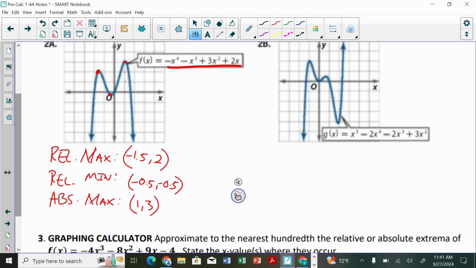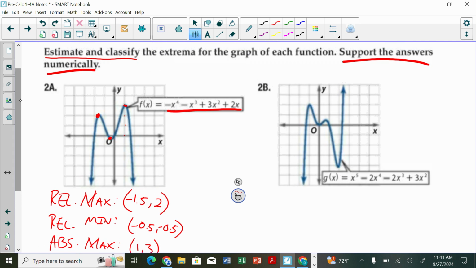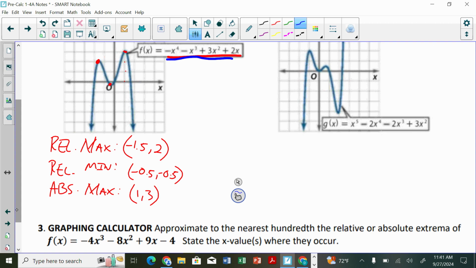Okay, so when it says to support your answers numerically, you would actually have to plug some numbers into this function and see. Or you could graph it and trace it on your graphing calculator. We'll see we're close. The actual values numerically were negative 1.52 and 2.07. So we were really close.